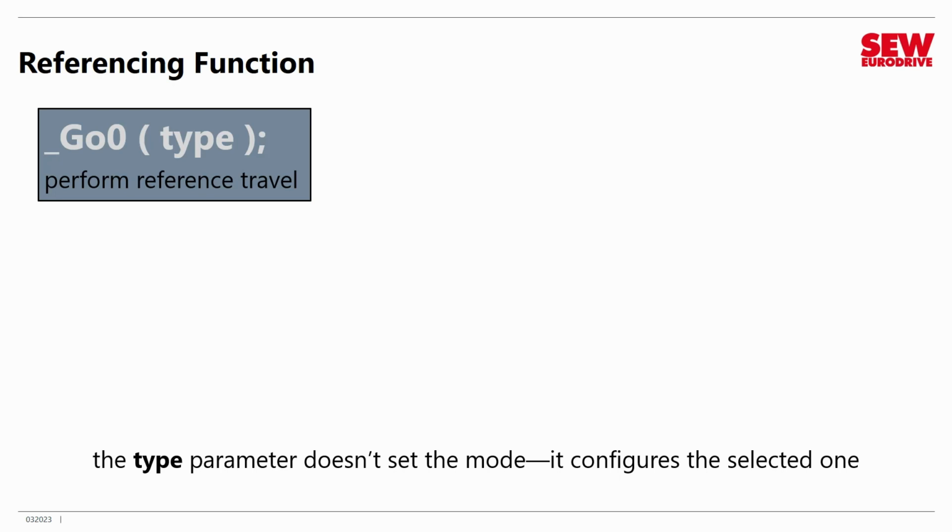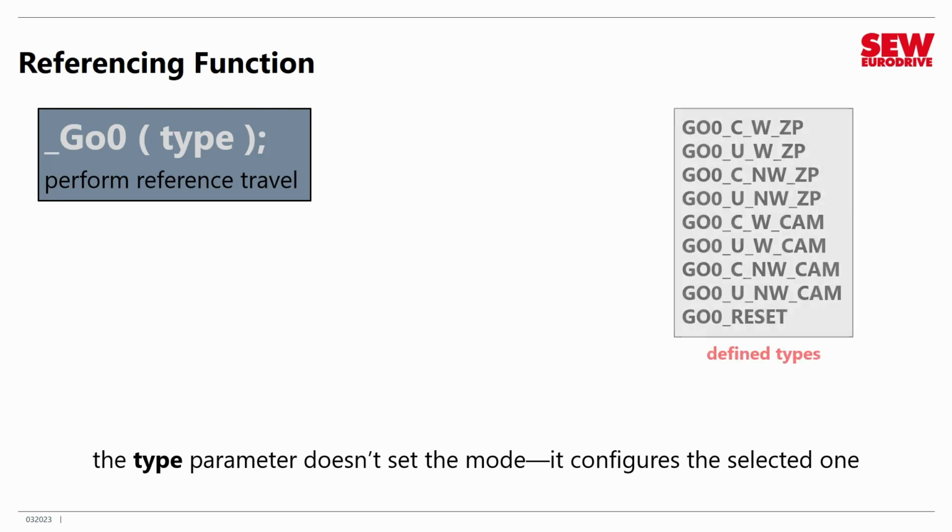Now, we have picked mode number 1 when we set up our system for IPOS programming. You may not remember that. We did that many sessions ago. We picked mode 1, which uses a reference cam, and the type parameter doesn't change that, but it allows you to tweak it. How does it do it?